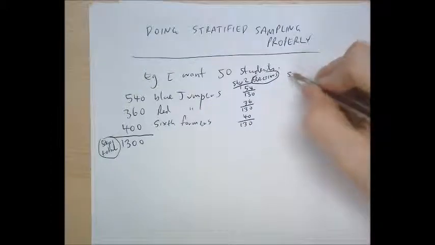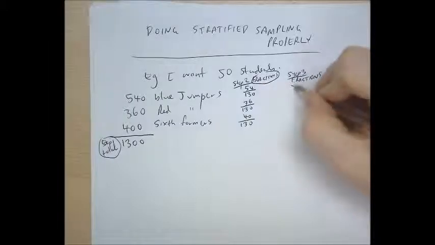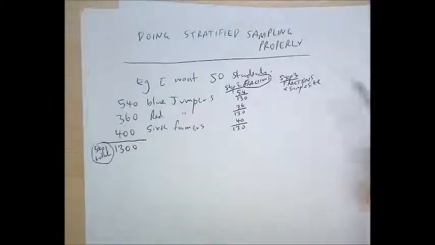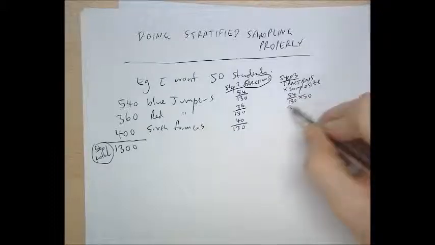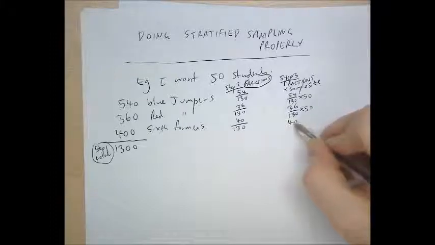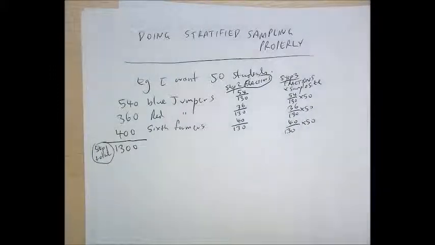Step 3, fractions times sample size. So our sample size is 50. So 54 over 130 times 50. 36 over 130 times 50. 40 over 130 times 50. Work them out in your calculator.